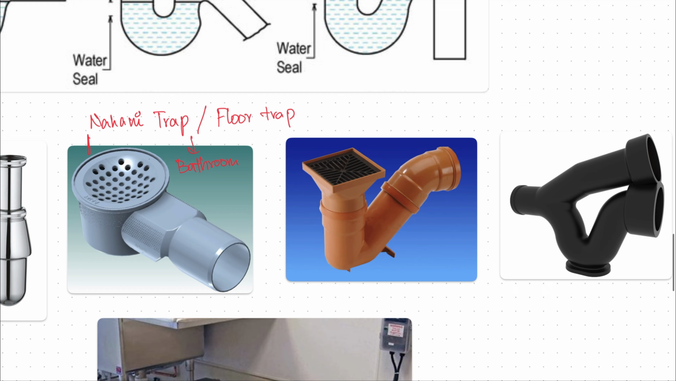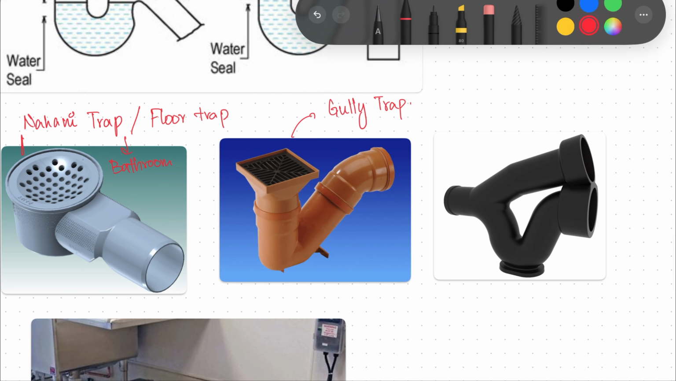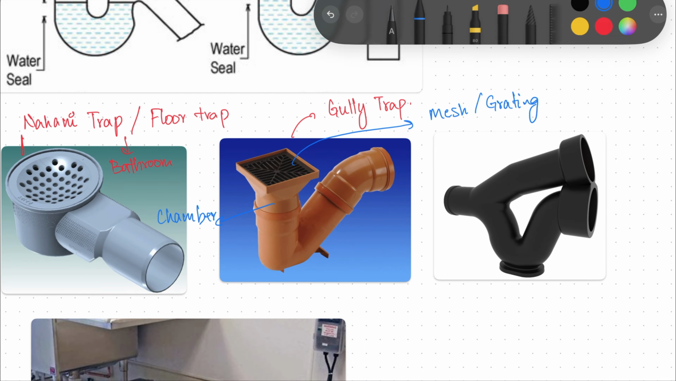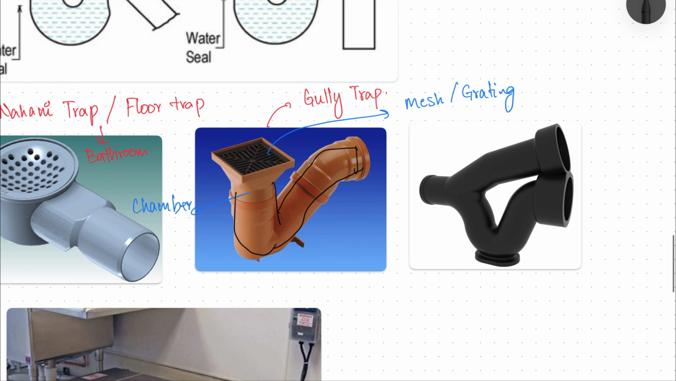Then we have gully trap. So gully trap has this mesh or grating followed by a chamber, and then the trap part of it. So the trap part of it can be of different shapes like P, Q, or S, and this is mostly used in outdoor spaces and pavements, all those kinds of areas.